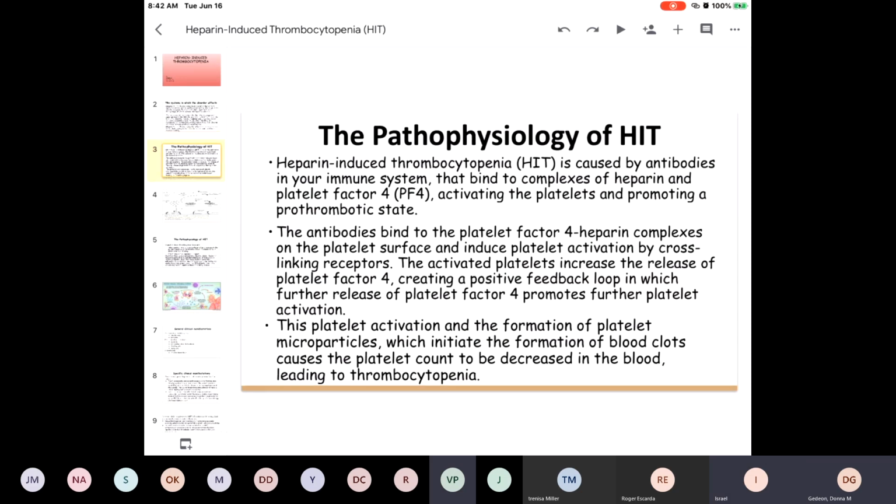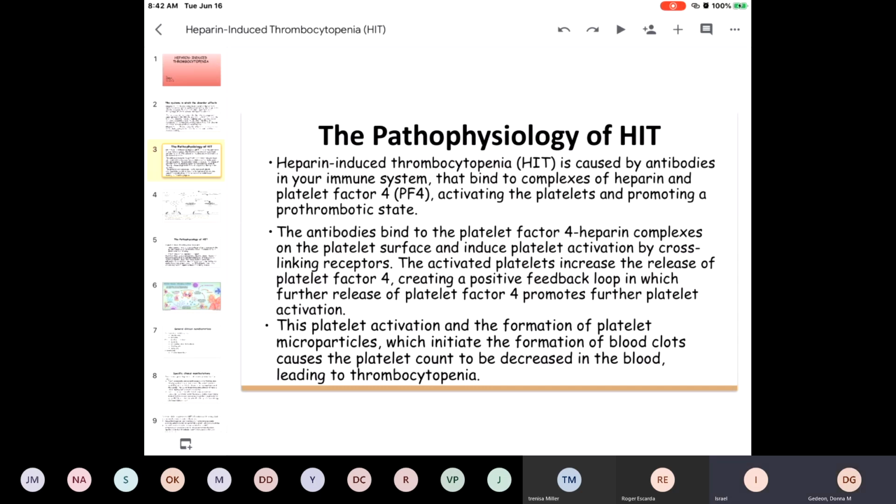The pathophysiology of heparin-induced thrombocytopenia. Heparin-induced thrombocytopenia is caused by antibodies in your immune system that bind to complexes of heparin and platelet factor 4, activating the platelets and promoting a prothrombotic state.